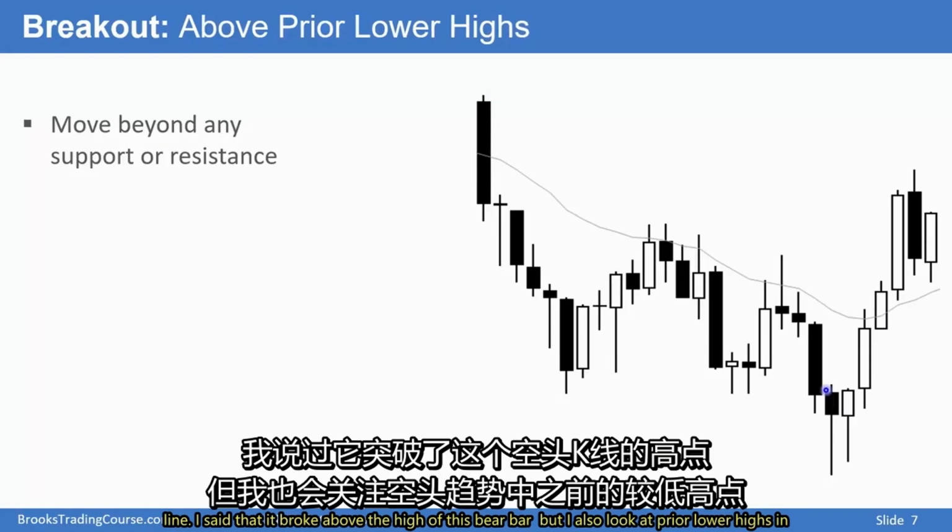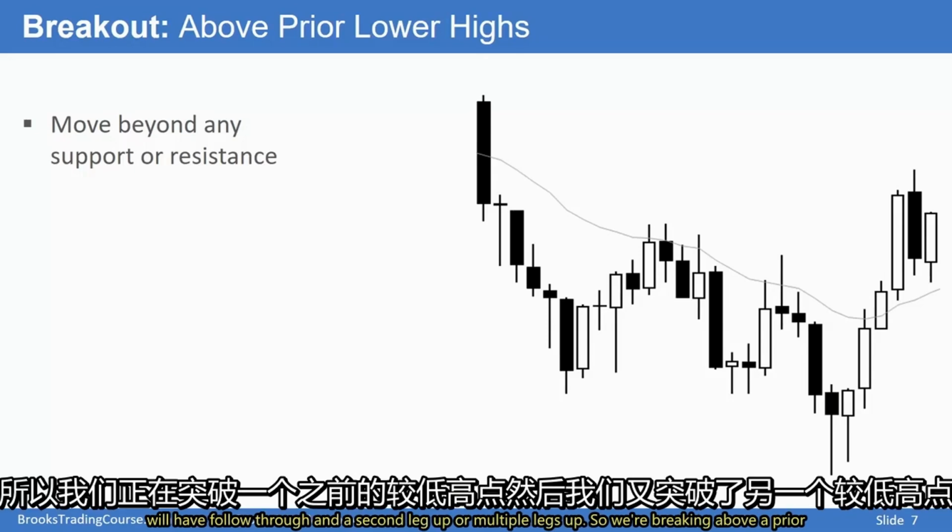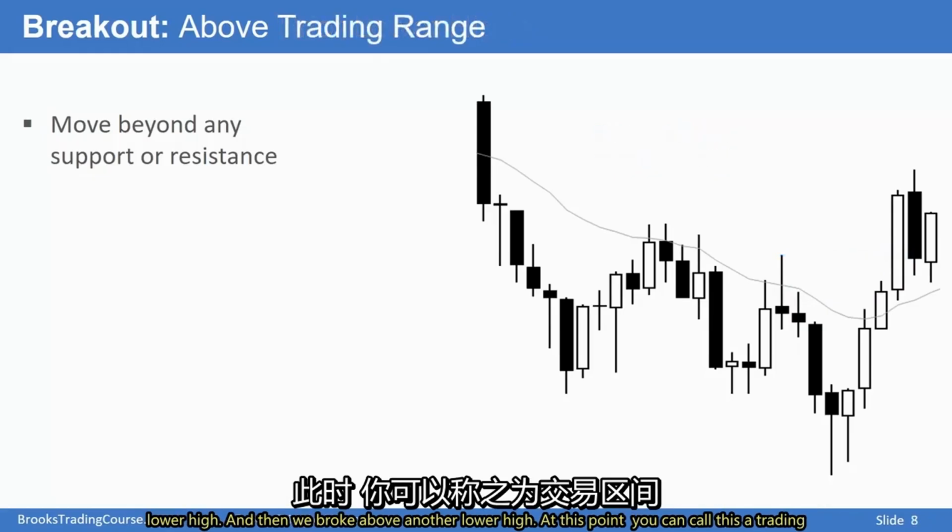I said that it broke above the high of this bear bar, but I also look at prior lower highs in a bear trend. And the more resistance that the market breaks above, the more likely the breakout will have follow through and a second leg up or multiple legs up. So we're breaking above a prior lower high. And then we broke above another lower high.